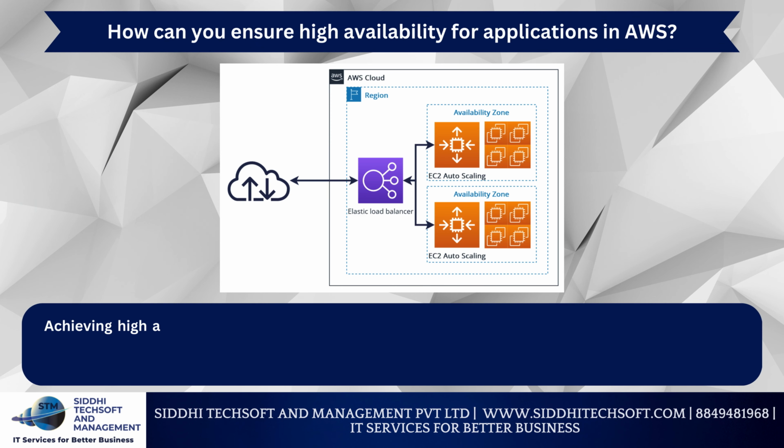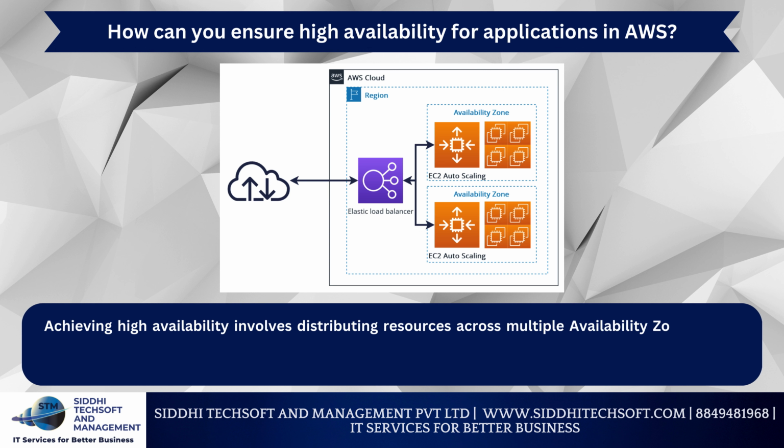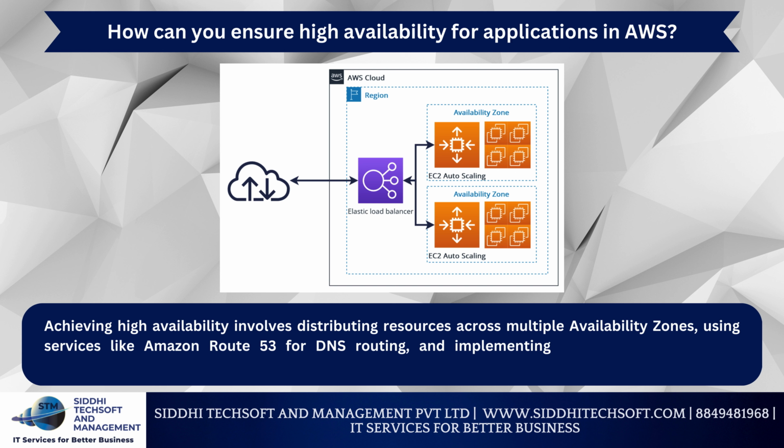How can you ensure high availability for applications in AWS? Achieving high availability involves distributing resources across multiple availability zones, using services like Amazon Route 53 for DNS routing, and implementing load balancing for even distribution of traffic.